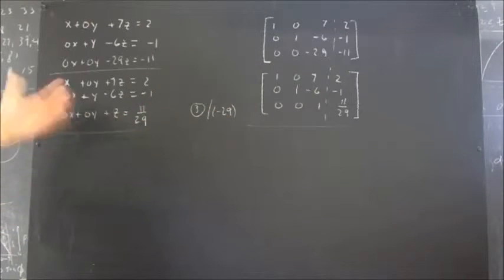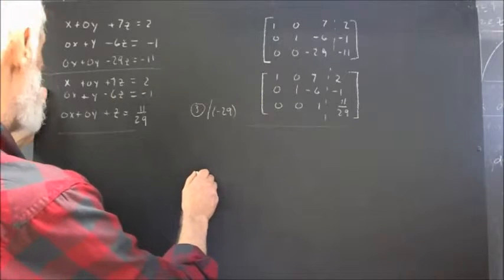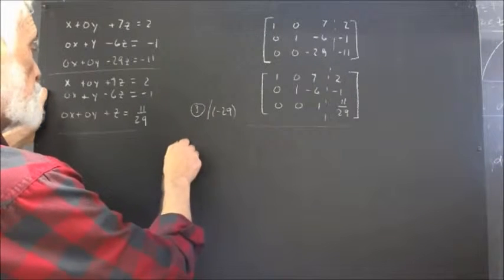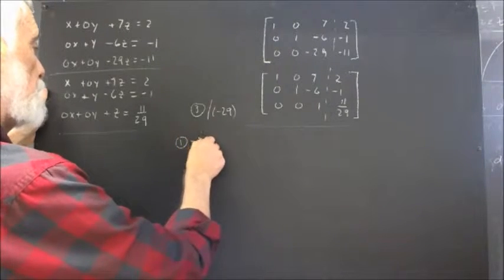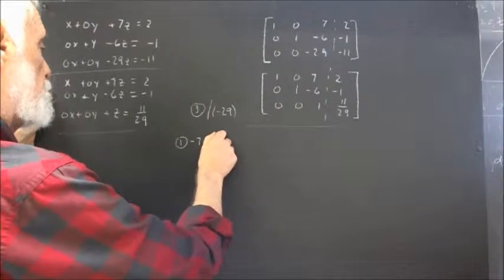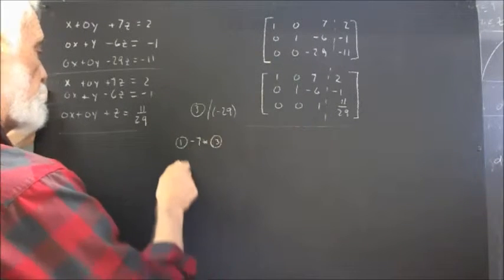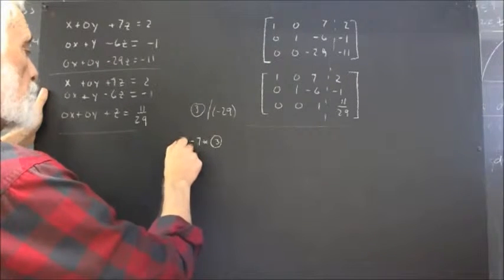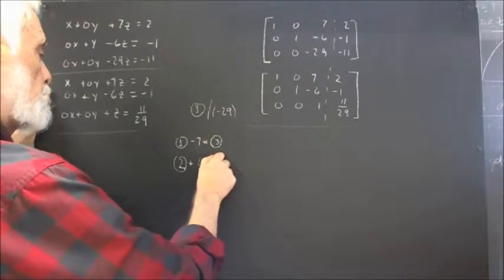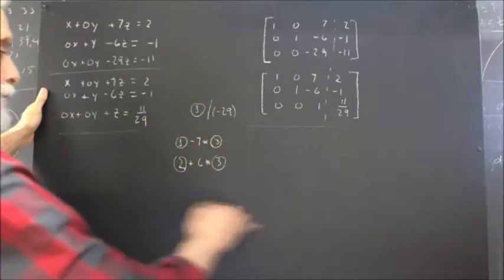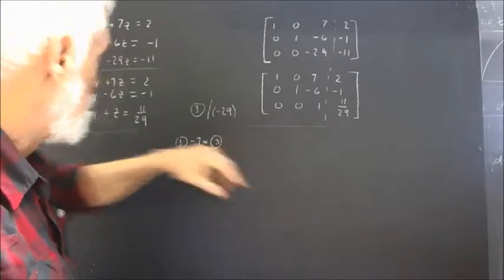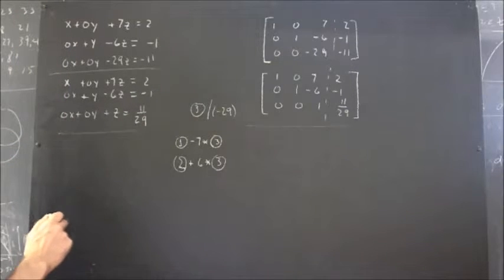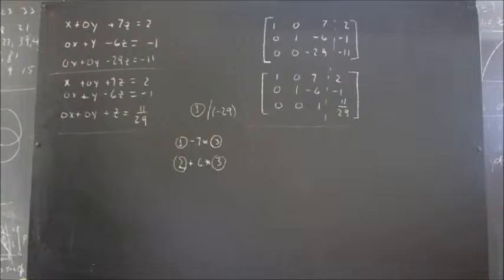So let me write out what we're going to do. We're going to take the first row minus 7 times the third. We're going to take the second row plus 6 times the third. And then the last row we're going to leave alone because our last row already gives us the solution for z. It's 11 over 29.